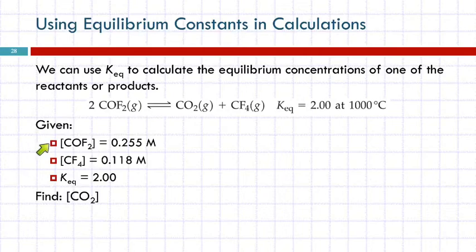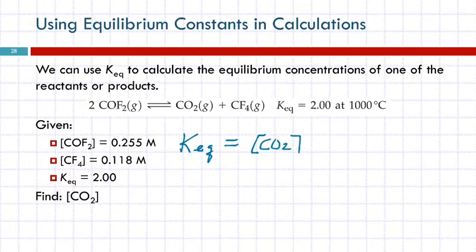So they're giving us the concentration of COF2 and of CF4. We know what the equilibrium constant is. They're asking us this time, what's the concentration of CO2? So what we're going to do is write the equilibrium expression again. We end up writing these equilibrium expressions a lot. So it's the products, they're all gases, so we have to include everybody.